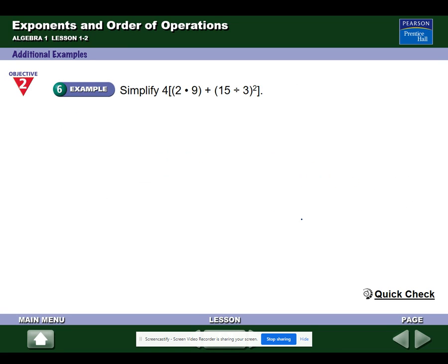And one more. This would be the toughest one. The bracket just means outer parentheses. So let's kind of tackle this from the inside out. 2 times 9 is 18. I can go ahead and simplify that inside the brackets. 15 divided by 3 would be 5. And really the brackets could turn into parentheses now.